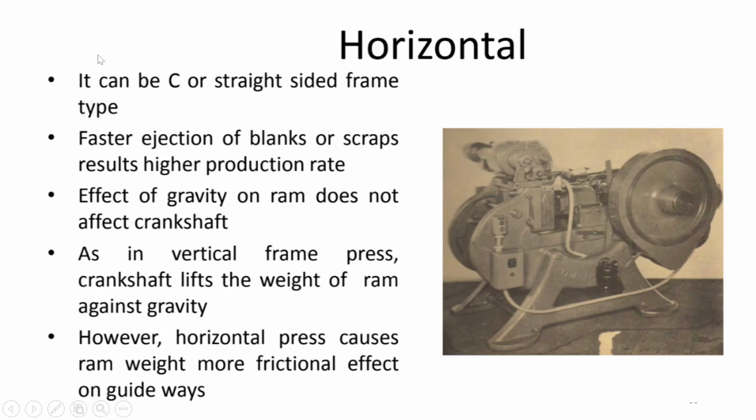In case of horizontal, it can be C or straight sided frame type. In this case, you have faster ejection of blanks and scraps, which results in a higher production rate. The effect of gravity on the ram does not affect the crankshaft, whereas in a vertical frame press, the crankshaft lifts the weight of the ram against gravity. However, in the horizontal press, the ram weight causes more frictional effect on the guide base.